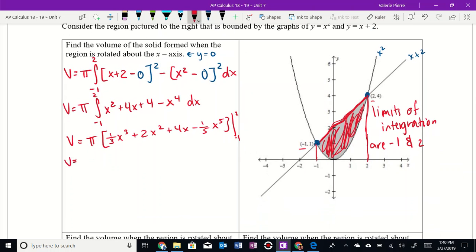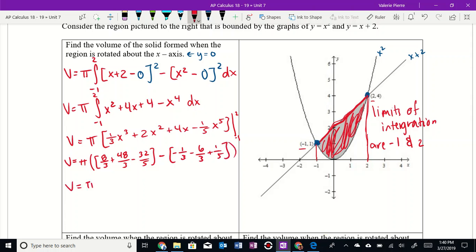So V is equal to pi times 8/3 plus 48/3 minus 32, minus -1/3 minus 6/3 plus 1/5.